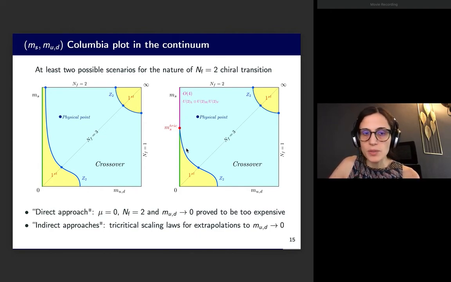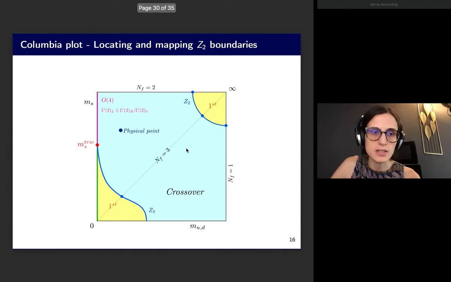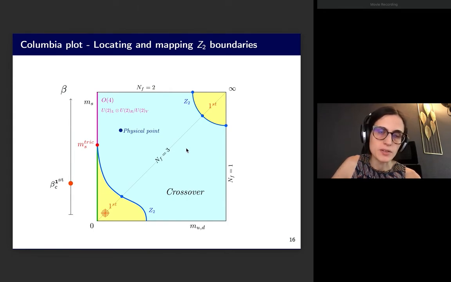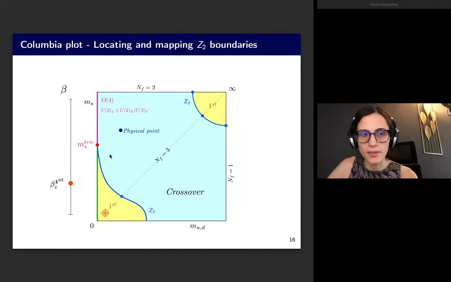The question is, can we exploit the existence of that point in order to say something about the nature of the chiral phase transition? And the hope is that we can, based on the fact that as soon as we get close enough to that point, we feel the exponents and the universality of the transition at that point.